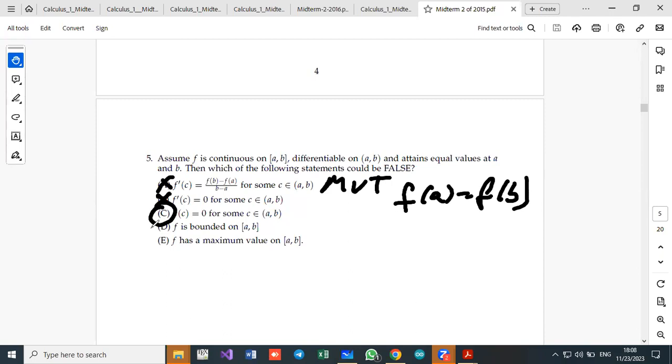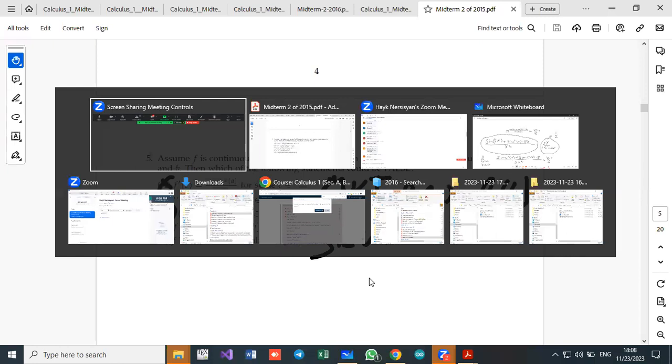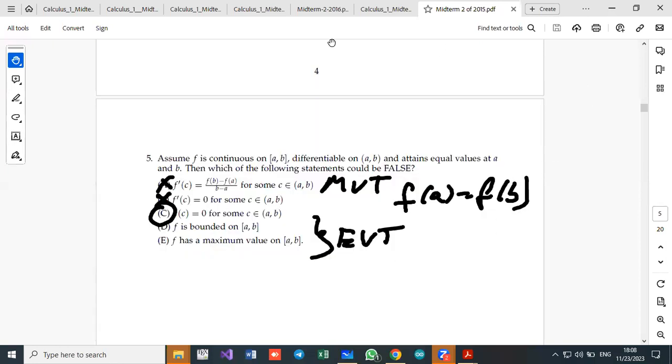f is bounded on [a,b]. Yes, a continuous function on a closed bounded interval is always bounded and has a maximum according to the extreme value theorem, EVT. So here it seems we have found the correct answer.